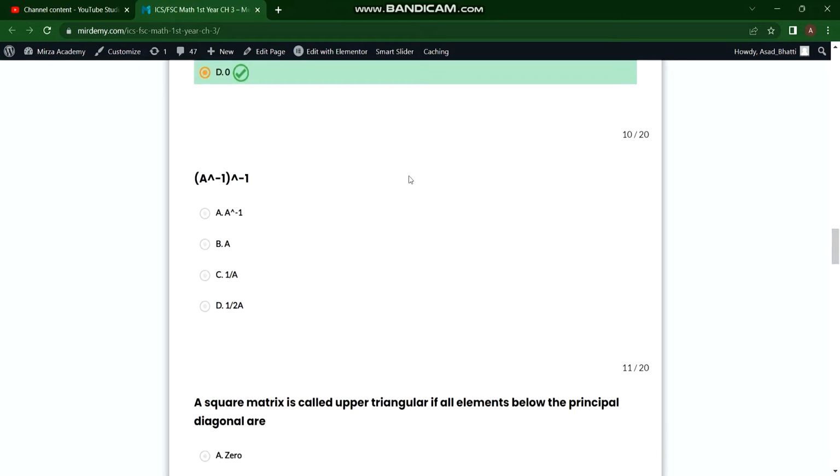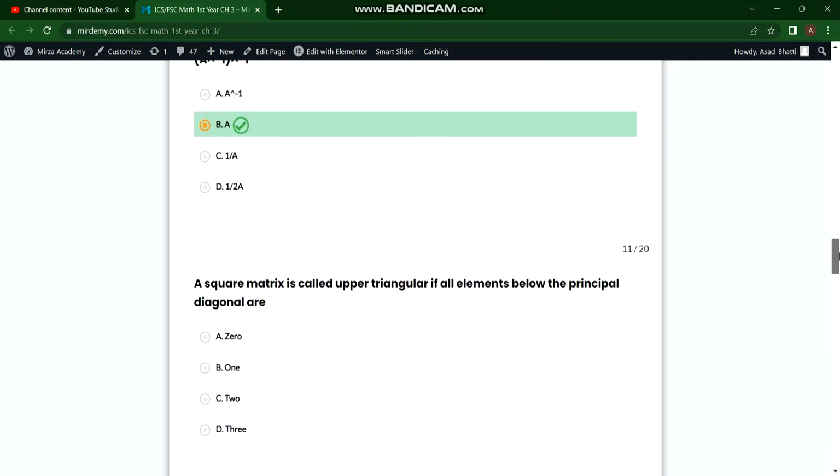The next MCQ is here. (A inverse) inverse, a very simple question. Minus minus will be plus, we'll get the value of A. A option is correct. The next MCQ is here.